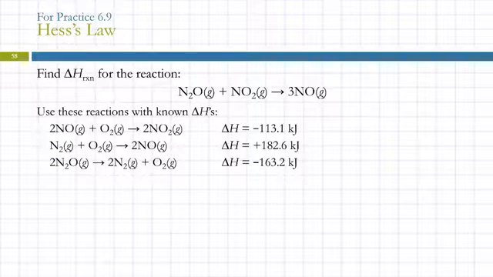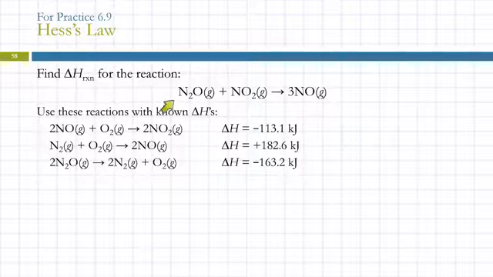So here's a Hess's law problem. It says find the heat of reaction for N2O plus NO2, giving us 3NO. And it says use these reactions with known heats of reaction. So we have these three reactions where we know what the heat of reaction is. We're trying to find the heat of reaction for this. We have to figure out how we can combine these reactions so that when we add them up, we get this. There's not one set way to do this. It's a little like balancing equations. You could come at it in different ways.